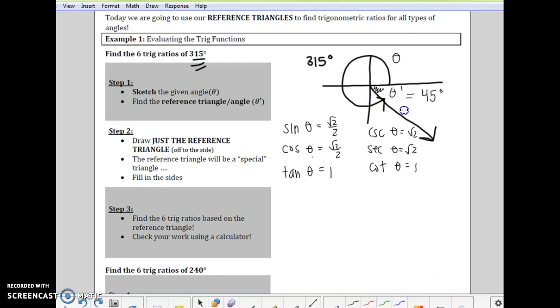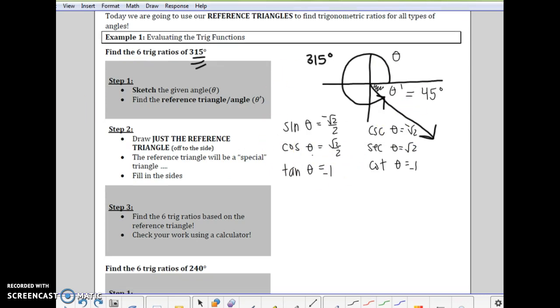All students take calculus. That means cosine is the only one that can be positive. Sine's negative, tangent's negative, cotangent's negative, cosecant's negative. So that's how I fill in my positives and my negatives. I didn't even need to really sketch my reference triangle. You can if you want to and fill in your sides, but I think this is a much quicker, much nicer way to look at it.